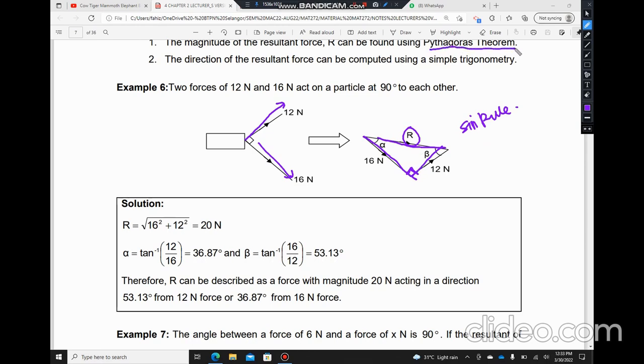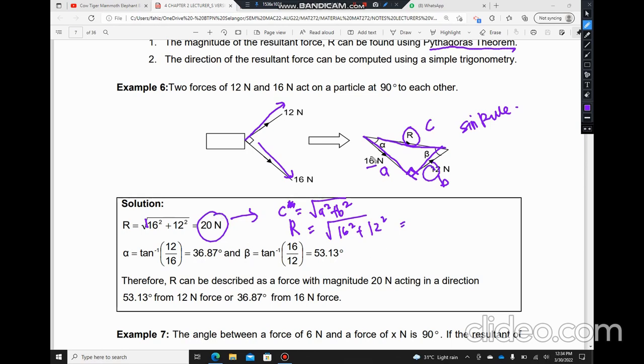Okay, Pythagoras theorem. Ingat balik formula Pythagoras theorem, c square equals a square plus b square. So kalau kat sini a, sini b, sini c. So c square means R square. Kat sini c, sebab kita dah square root kat sini. So a is 16. Okay, so 16 square plus b is 12 square. So you get R equals 20 Newton.